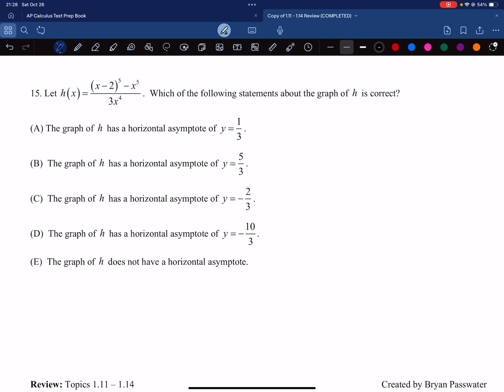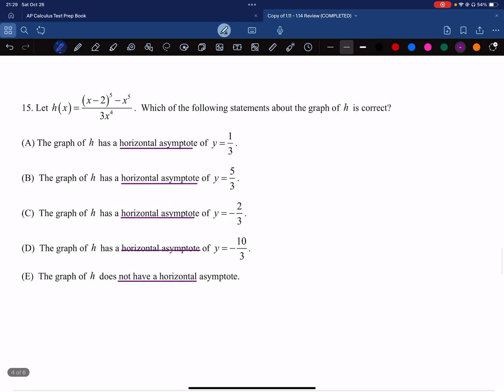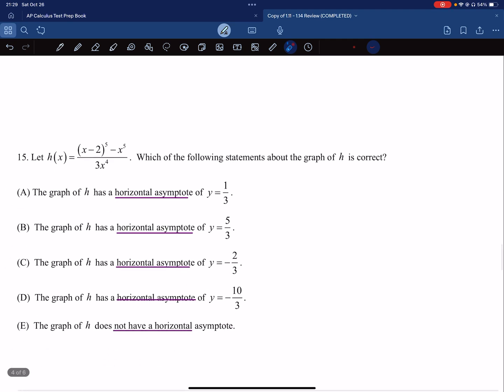So we're looking at horizontal asymptotes for these. Each one of these is talking about a horizontal asymptote. And so what we need to be able to determine is what the horizontal asymptote is. So that's when we're going to compare the degree of the top with the degree of the bottom. So we do need to somewhat expand this, and that would require us to do Pascal's triangle.